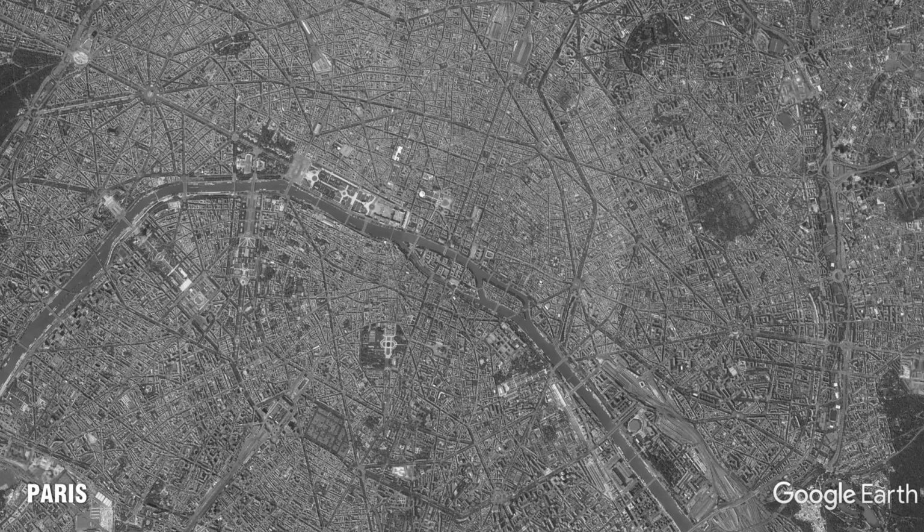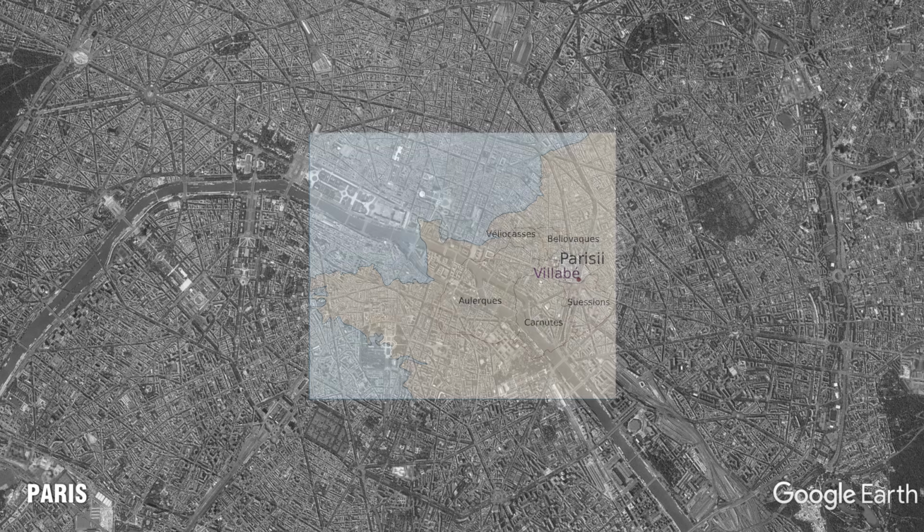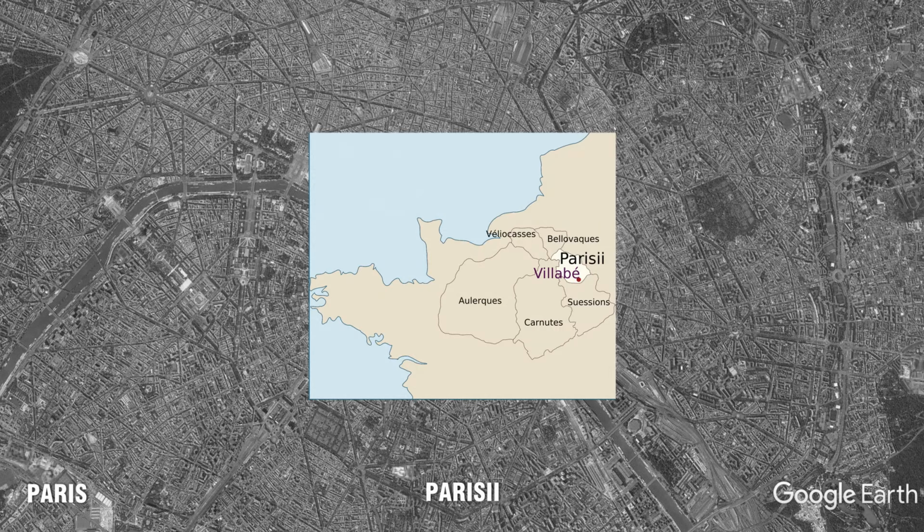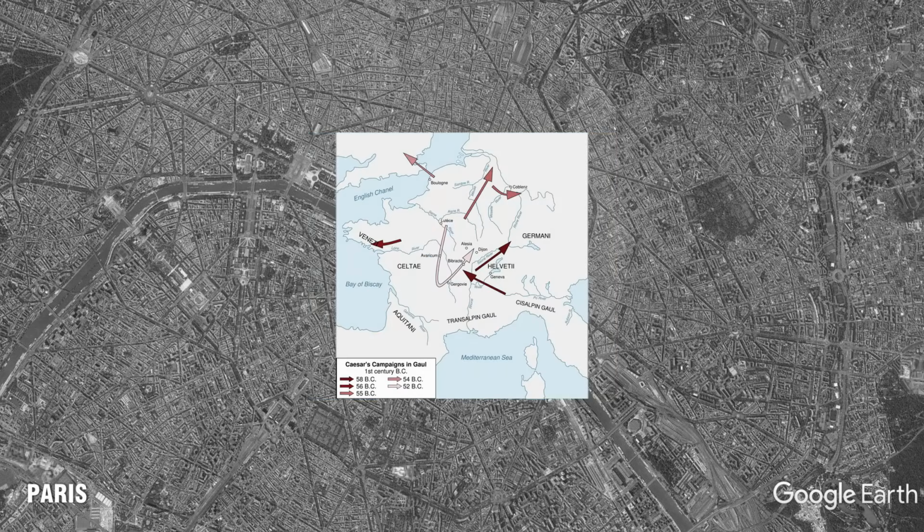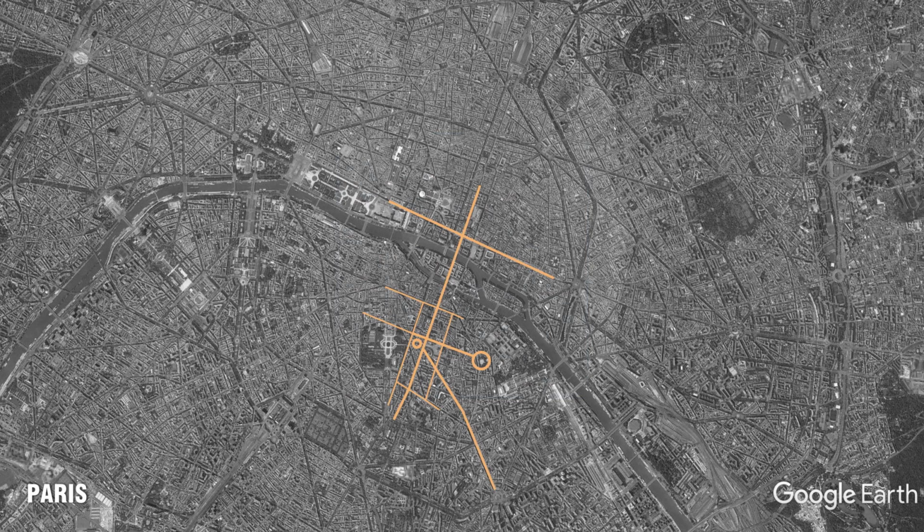Paris is an example of a city of continuity. Its area was first settled by a Celtic tribe called the Parisi in the 3rd century BCE. In 52 BCE, the Romans took control over the area, when Julius Caesar finished his campaign in Gaul. They built a typical Roman grid city on the southern bank of the river, calling it Lutetia Parisiorum.